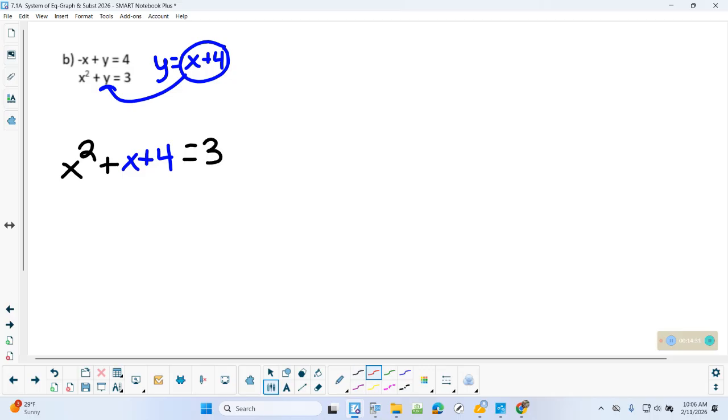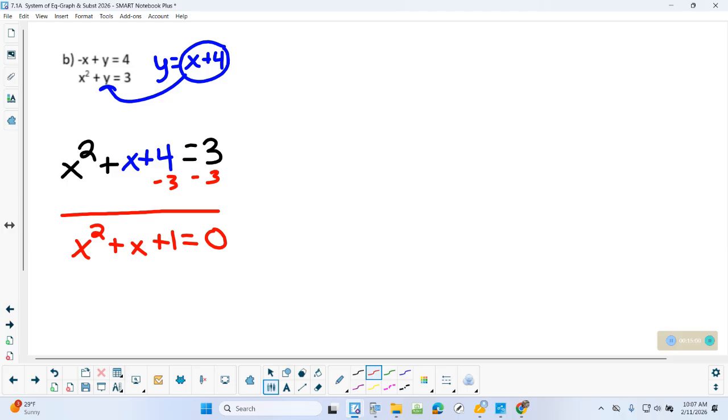Now I'm cringing, of course, because I'm thinking, here we go. I'm going to set it to 0. We're going to factor, blah, blah, blah, all the things. Let's subtract the 3 over and see what we can do as far as factoring. X squared plus X plus 4 minus 3. Oh, gosh. Now I cringe a little bit. Does this factor? Does anything multiply to 1 and add to 1? No. Multiply to 1, your only choices are 1 and 1, which clearly adds to 2.